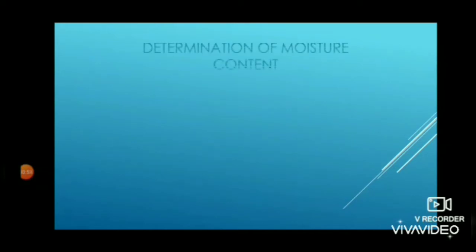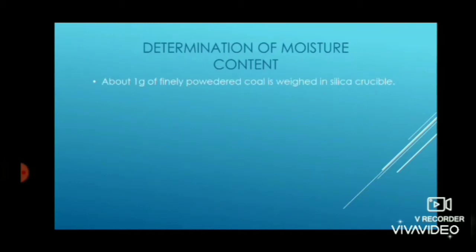The first step in this determination is determination of moisture content present in the coal. In this, about 1 gram of finely powdered coal is weighed in a silica crucible. Here we use a silica crucible because the melting point of silica is around 2000 degrees centigrade or more. So it is stable at the temperature at which we are going to make our analysis. So we use the silica.